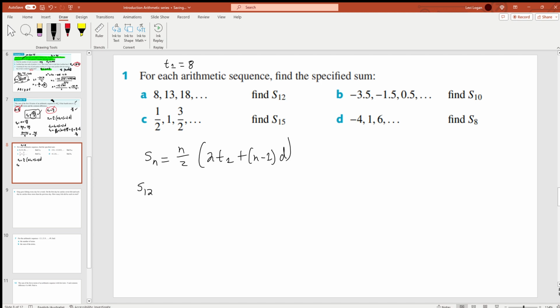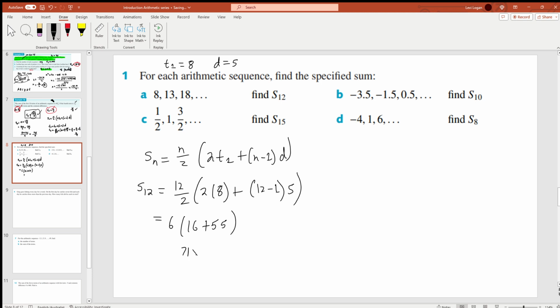So it's going from 8 to 13, so your difference is 5, and you can double check that as well. So 13 to 18 is also 5. So shove in these numbers, so replace wherever the n is with 12, so 12 on 2, 2 times 8, plus 12 minus 1 times 5, and let's try and work out what this will be. So this front bit will be 6, this will be 16, this will be plus 55, because 12 minus 1 is 11, times 5 is 55. 16 plus 55, oh, that's a tricky one, 71, I think.